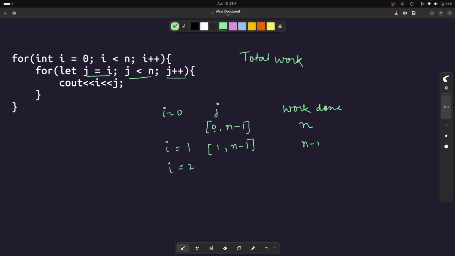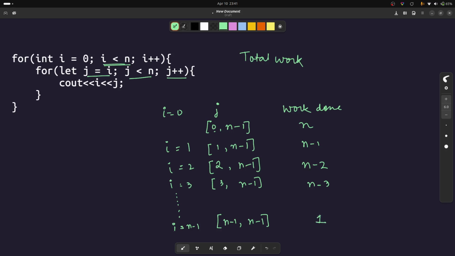For i equal to 2, it starts from 2, because j is equal to i, going up to n minus 1, giving us n minus 2 iterations. For i equal to 3, it will be 3 to n minus 1, giving us n minus 3 iterations. This keeps going until the last value of i, which is n minus 1. When i is equal to n minus 1, the j loop runs from n minus 1 to n minus 1, so it only runs once.